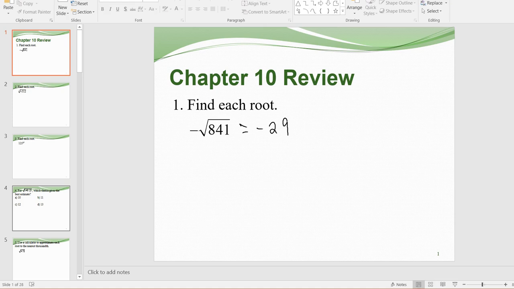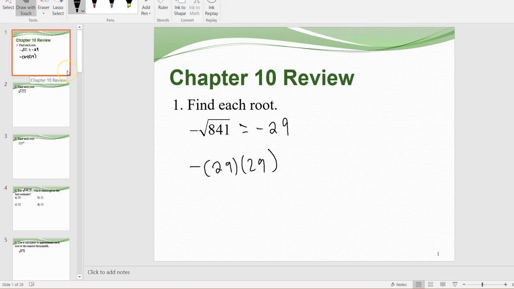And we could check that: if I have a negative and then 29 times 29, that should give us negative 841. And remember, the reason why this works is that basically out of the 841 comes the 29, and then the negative in front of it makes it negative. If I was to have the square root of negative 841, we would call that 29i.